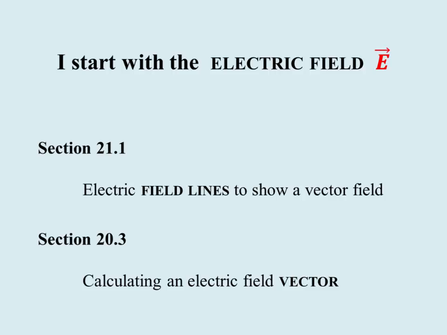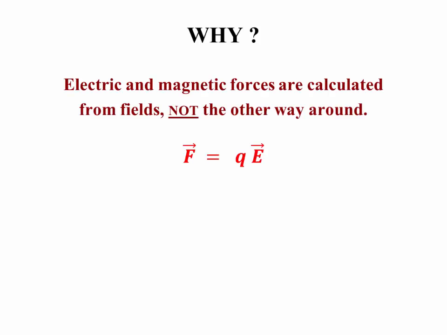I'm going to start with section 21.1, which is about electric field lines, and section 20.3 about calculating the electric field vector. Why do I do this? The reason is that electric and magnetic forces, the forces that we focused on in Physics 2048, are calculated from fields, not the other way around.